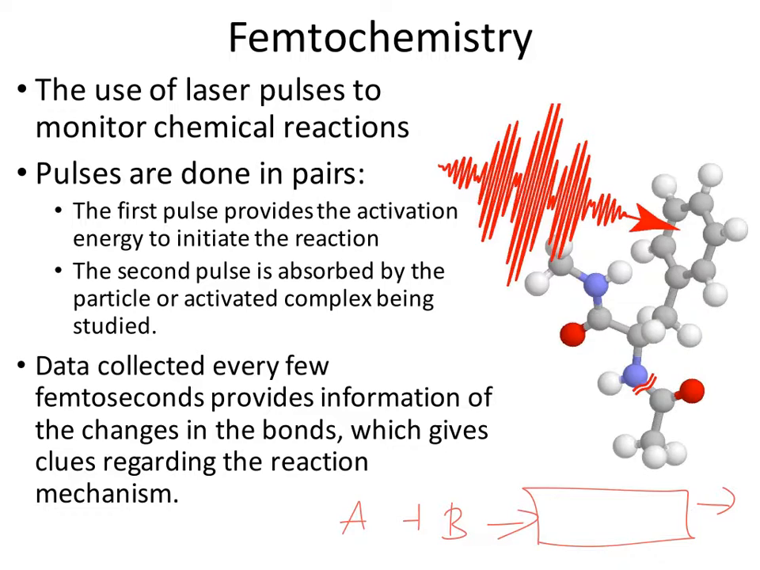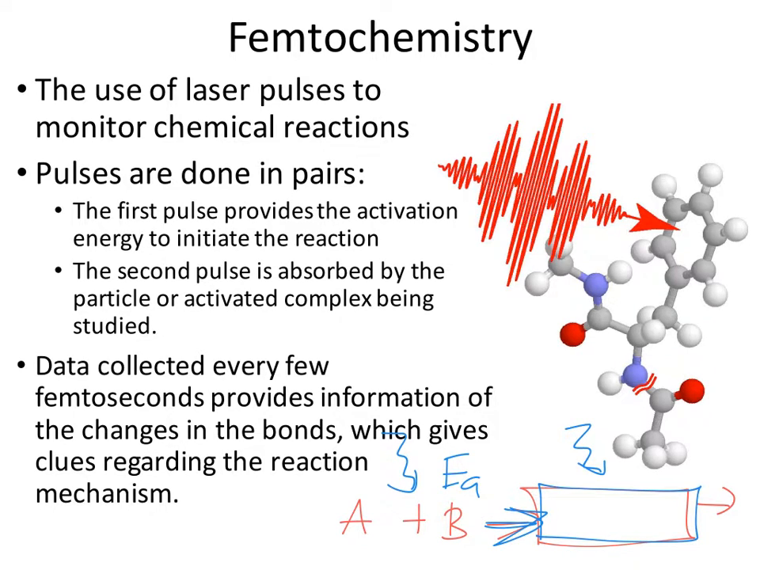We use femtochemistry. Now, let's say we have A and B, and we want to see what the activated complex is here. Well, femtochemists will actually do something using pulses of light. The first pulse will provide the amount of energy required to overcome the activation energy. Now, this allows the reaction to happen and produce our activated complex in a transition state. The second pulse will be looking to see what wavelengths are absorbed and by how much.